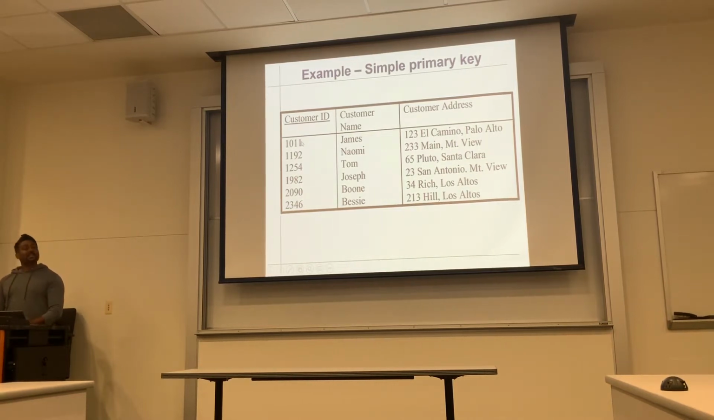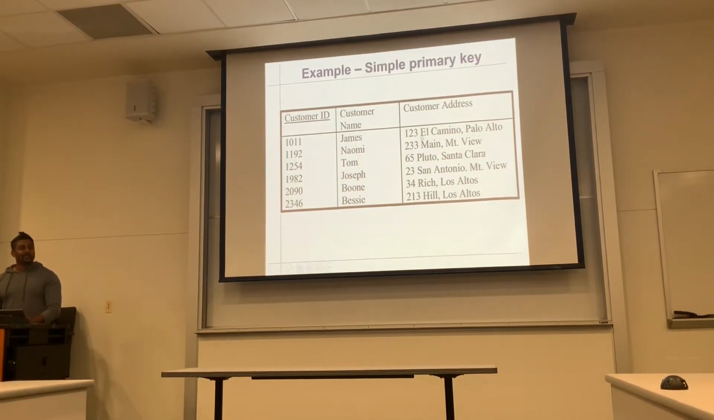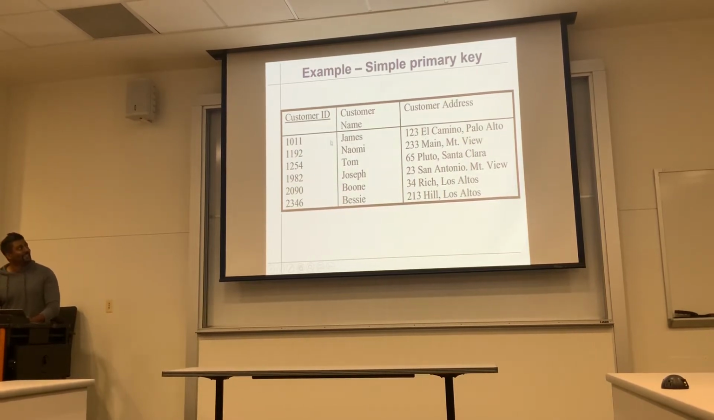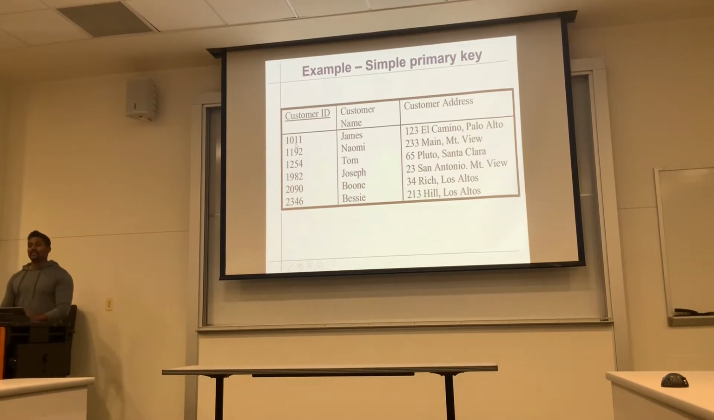This customer ID is going to be a unique ID. You might have somebody, James and James, who both live at the same address. They might be twin brothers, and their parents named them the same name, and they live in the same place, right? But one will have a unique ID that's different than the other.